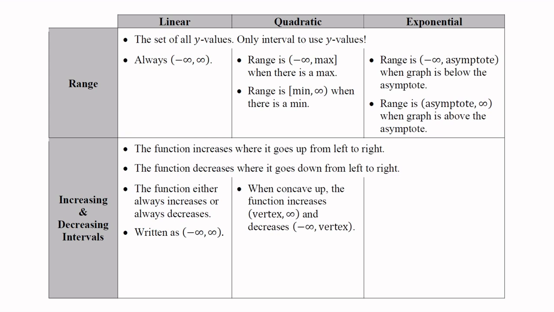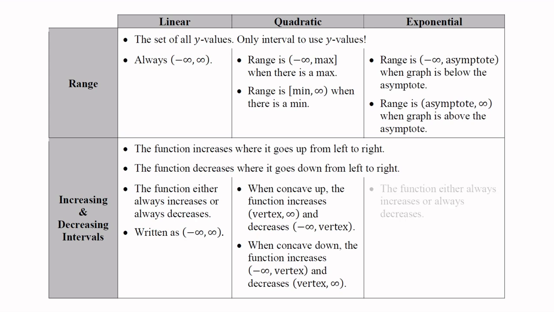For quadratic, it is going to be, when concave up, increasing from the vertex to infinity, and decreasing from negative infinity to the vertex, and vice versa when you're concave down, increasing from negative infinity to the vertex, and decreasing from the vertex to positive infinity. For an exponential, similar to a linear function, the function either always increases or always decreases, and written as negative infinity to positive infinity. So linear and exponential are very similar for increasing and decreasing intervals. Quadratics, you're going to have one of each.